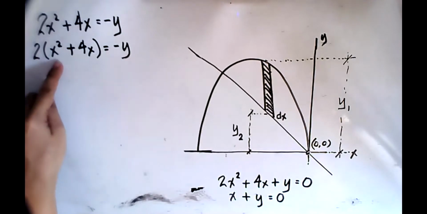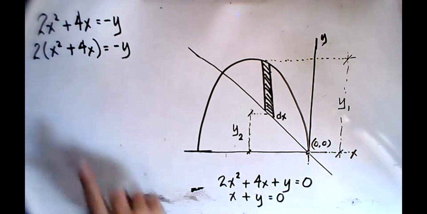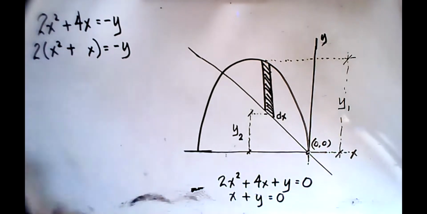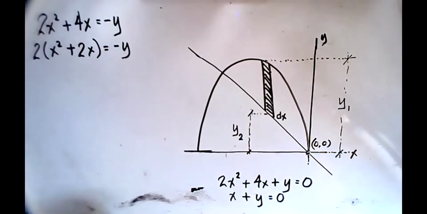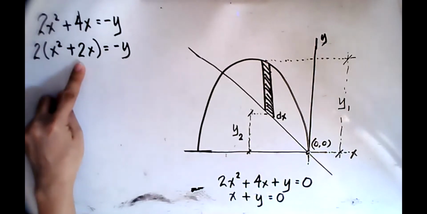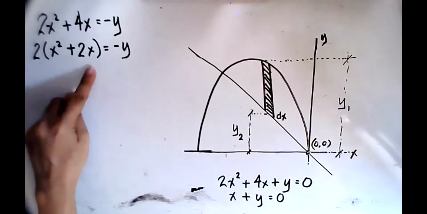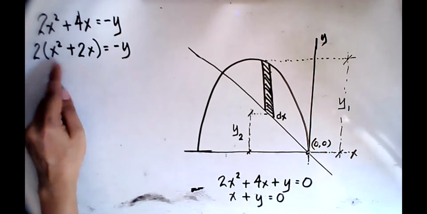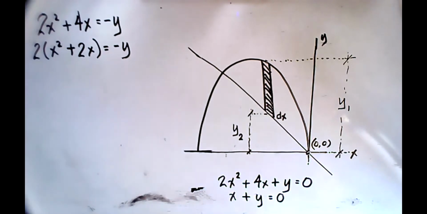What do you notice with x squared plus 4x? Sorry, this one is 2. x squared plus 2x. Going back to your algebra, what kind of polynomial is this? Just to have a review.